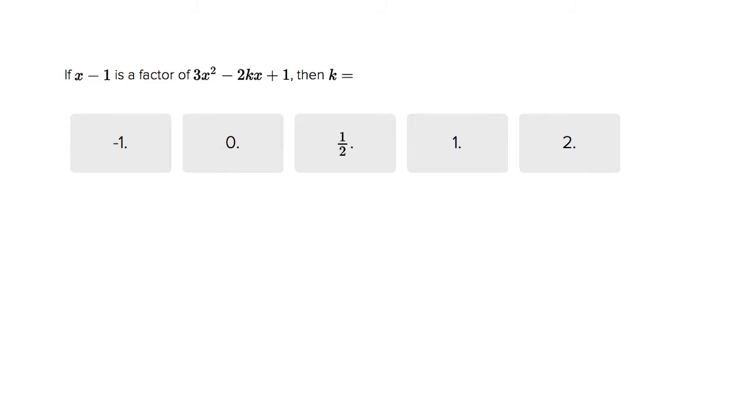This is the Real Tom Rose, and we're dealing with a quadratic equation question. This is a quadratic equation, right? So you've got an x squared term, an x term, and a number term. They want us to solve for k.